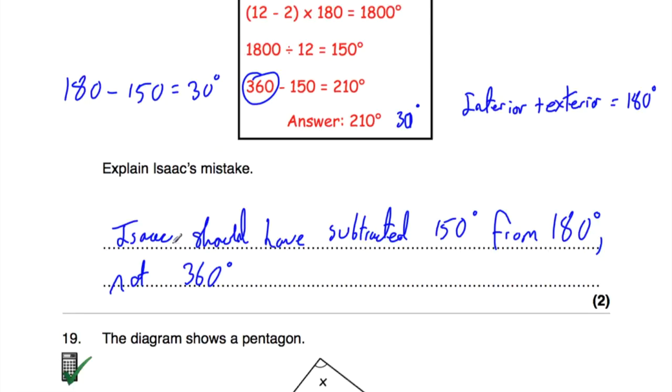So let's write that down. And that's it. So I've just written down that Isaac should have subtracted 150 degrees from 180 degrees, not 360 degrees, because the interior plus exterior equals 180 degrees, not 360.